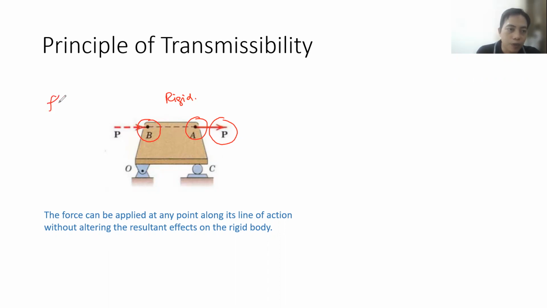But for a flexible body, when we consider the deformation, the effect may be different. If we apply the force at point A, then the deformation will be like this. But if we apply the force at point B, then the deformation should be like this. So it has an effect if we consider the body as flexible. But when we assume the body is rigid, the deformation can be neglected, then we can freely move the force along the line of action.